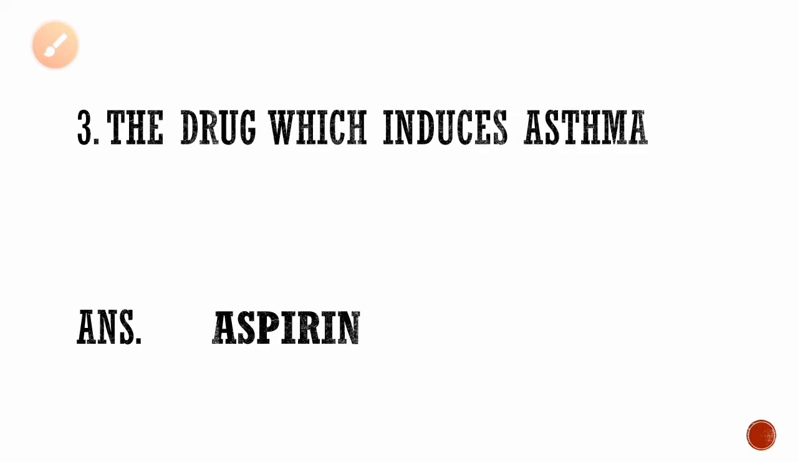Next is the drug which induces asthma. We all know there are numerous drugs which can cause toxicity or cause another system failure. Aspirin is one such drug which is contraindicated completely in asthmatic or respiratory cases because it can induce asthma.